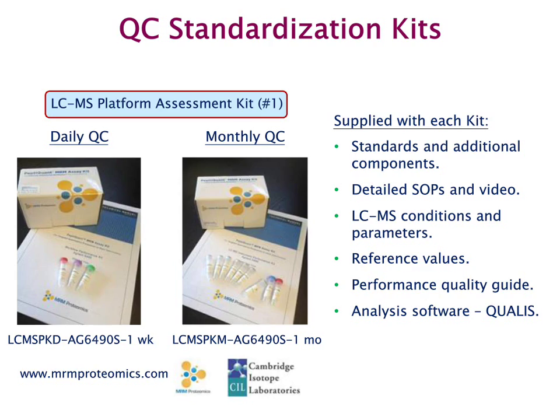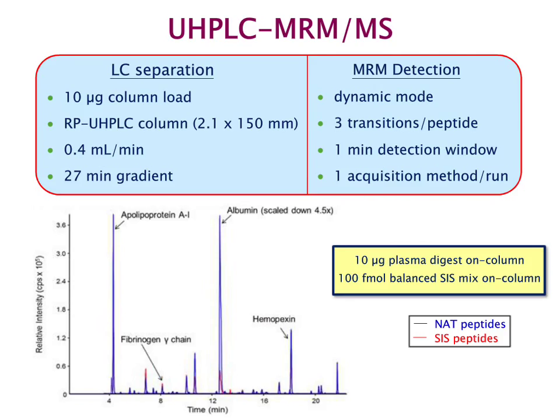This slide illustrates the analytical parameters used for the LC-MRM analysis. Typically, 10 microgram of plasma digest was loaded onto a reverse phase UHPLC column that was operated with a flow rate of 0.4 milliliters per minute, and a gradient time of 27 minutes was applied. 3 transitions per peptide were measured, which means that in total 210 transitions were measured for the 35 target peptides and their corresponding cis variants.